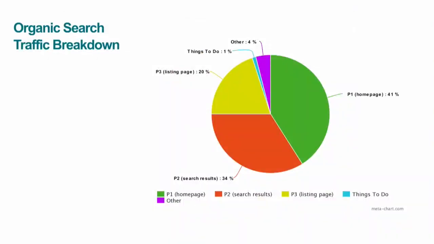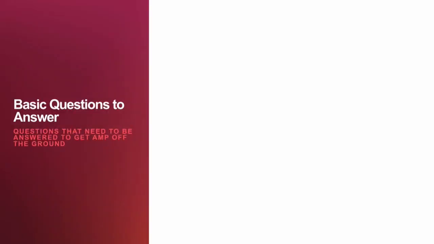Things to do, as you can see, is only 1% of traffic. It would have been very easy to AMP that page, but that's why we didn't choose to AMP it, because it's very low traffic. But let's talk about the AMP minimal viable product, as much as I hate that term. So the first question asks, how does AMP work within our existing framework?